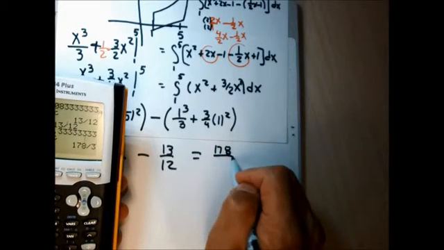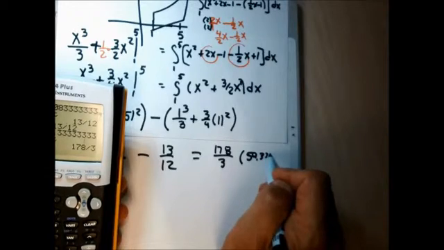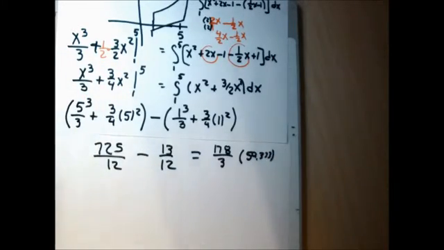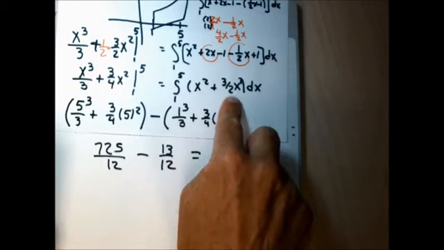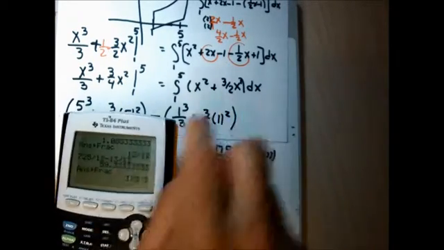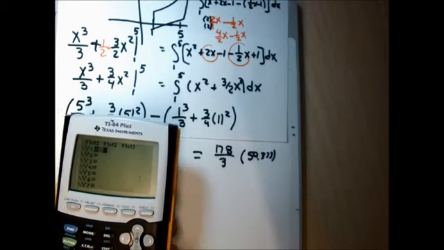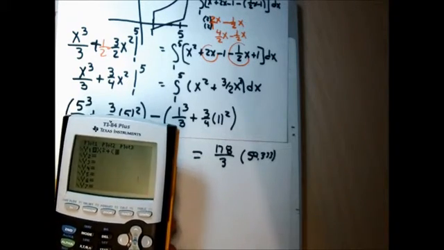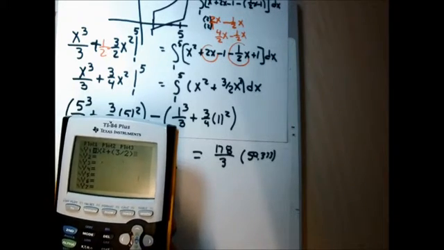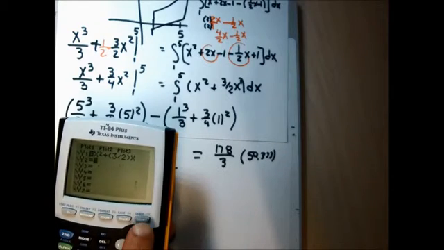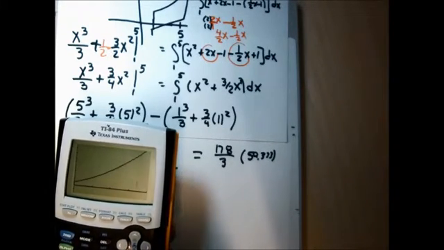That's going to be my answer. Parenthetically, I'm going to write 59.333. And now I'm going to check my answer by integrating this on my calculator. So on my calculator, I'm going to enter into y1 x squared plus 3 halves x, and graph it. Don't really care about the window too much. And integrate it from 1 to 5.